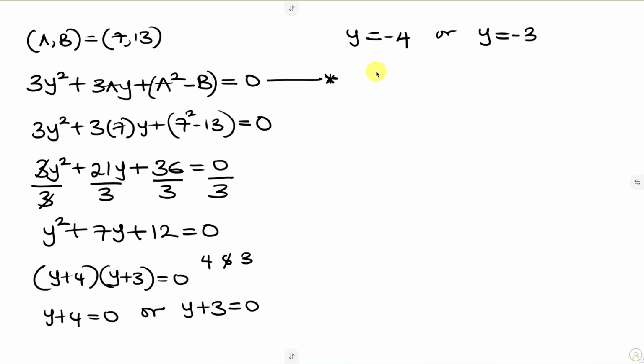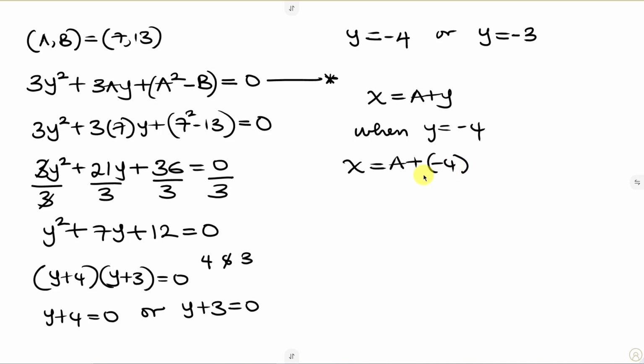So we have two values for y. Now recall that x is equal to a plus y. Now let's get our corresponding value for x. We start with when y is equal to negative 4. Now let's substitute that here. So x will be a plus y, which is negative 4. Oh, sorry, I didn't put the value of a. A is 7, so I'm going to be putting 7 here. So we have 7 plus negative 4, that will be 3.